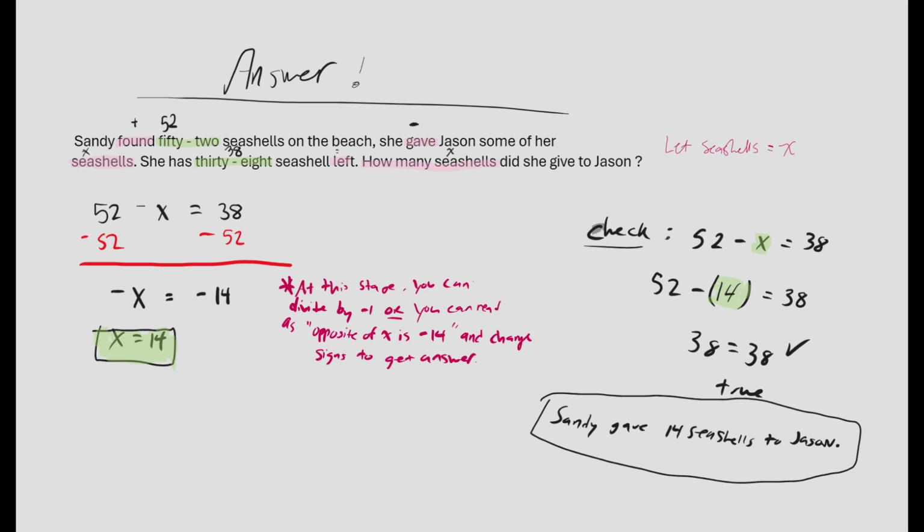There's two ways you can solve this. You can divide by negative 1 on both sides. You'll get x equals 14. Or you can read the problem in the first place as the opposite of x is negative 14. Therefore, my answer is positive 14.